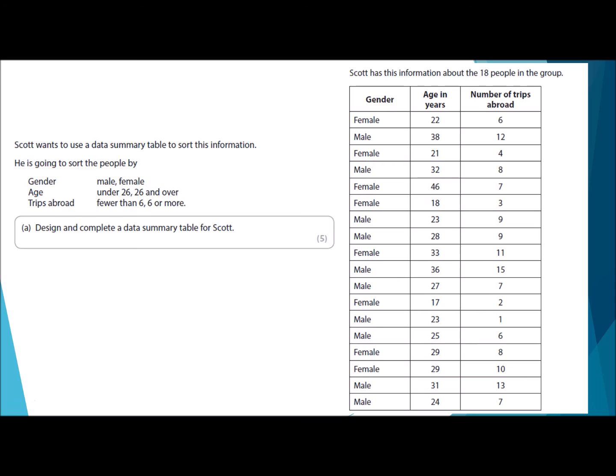So here's another one, and this one you can see actually it says design and complete. And because this is a 5 mark rather than a 3 mark, that's where the design part's probably going to be 3 marks, and then filling it in will be the other 2. And again, we've got these different categories, so you've got to decide how to set this table up to make the best use of the information. So if you want to have a go at this, pause it now. Otherwise, we'll have a look at what it should be like.